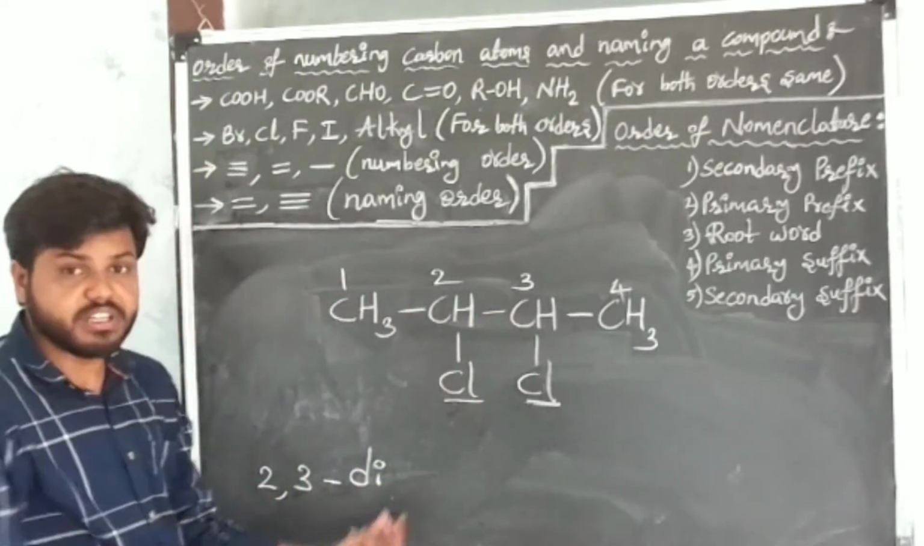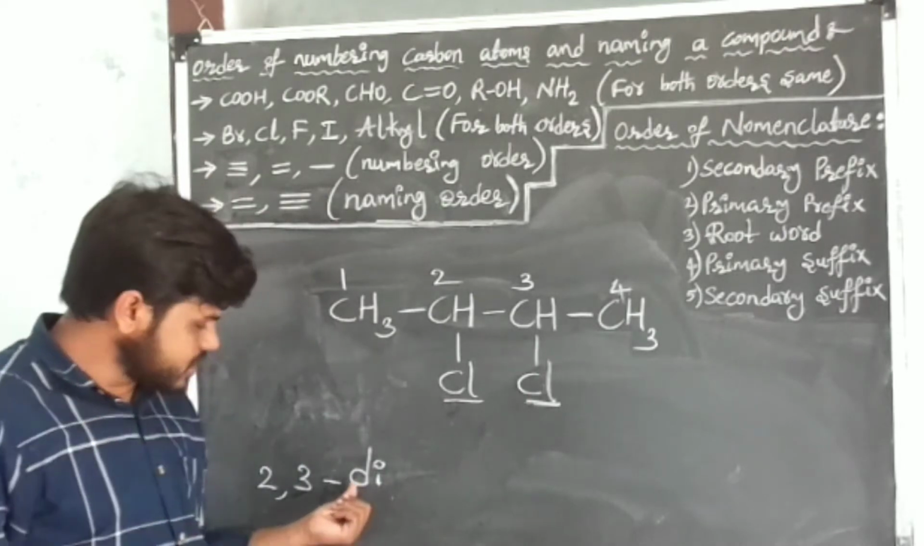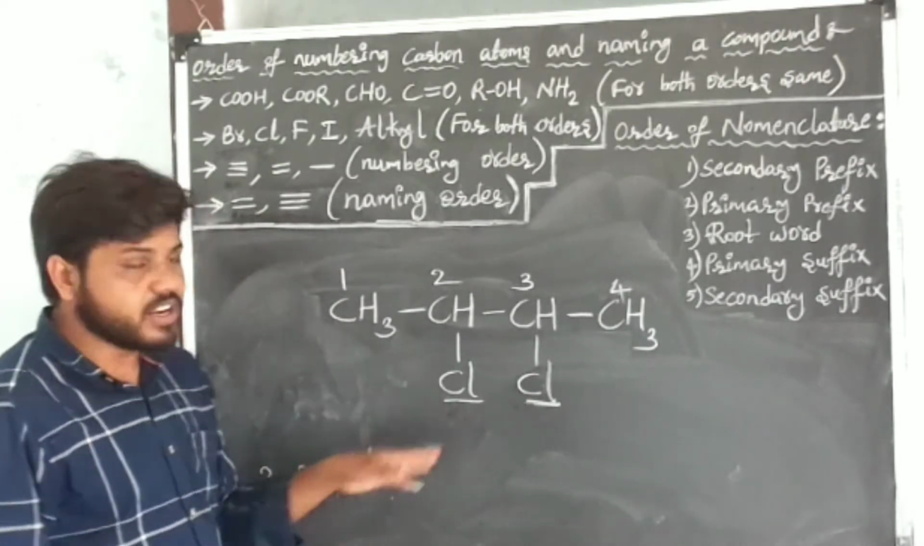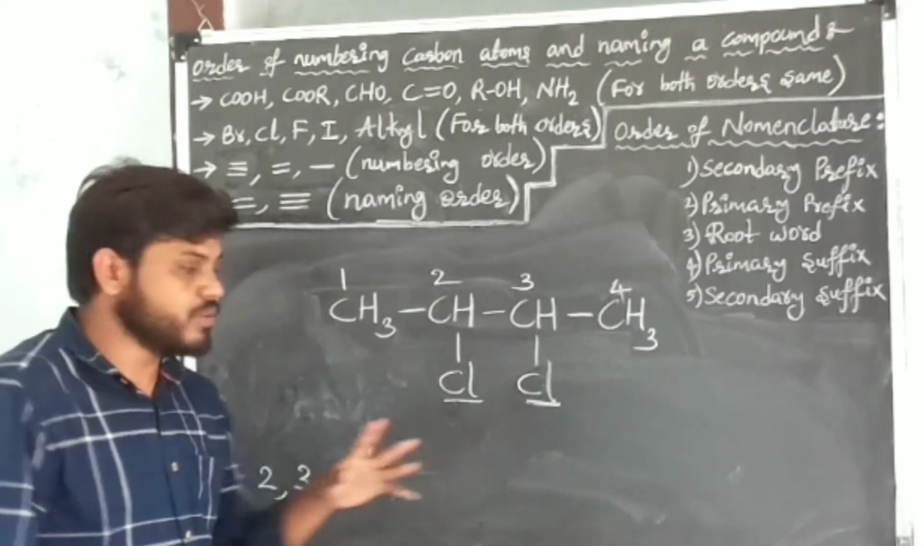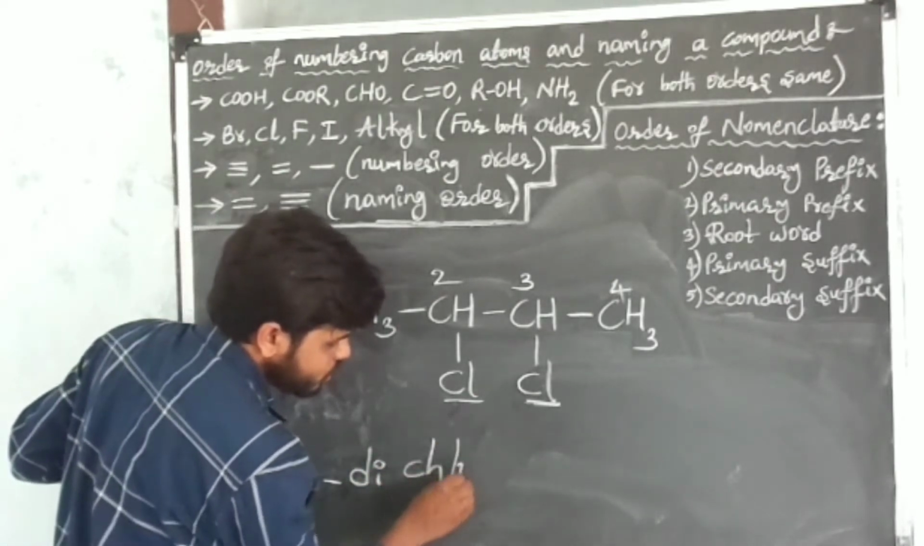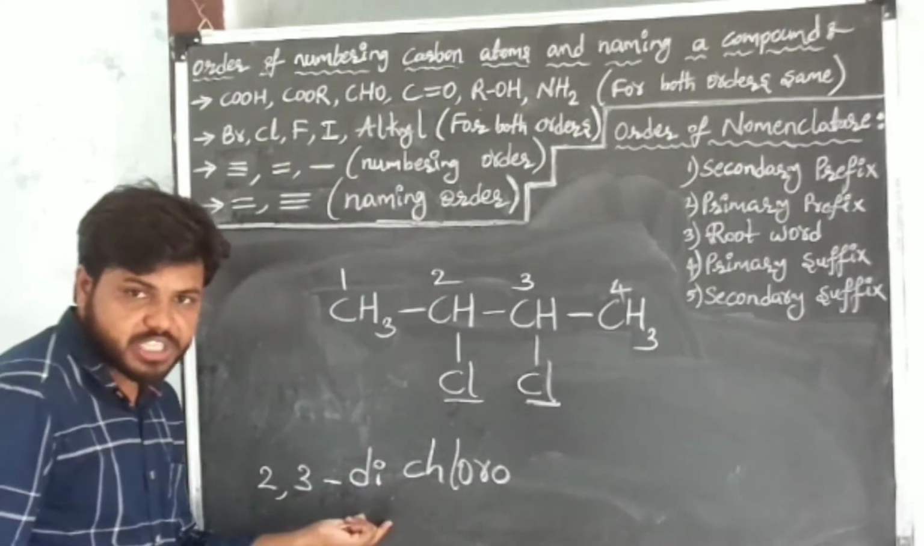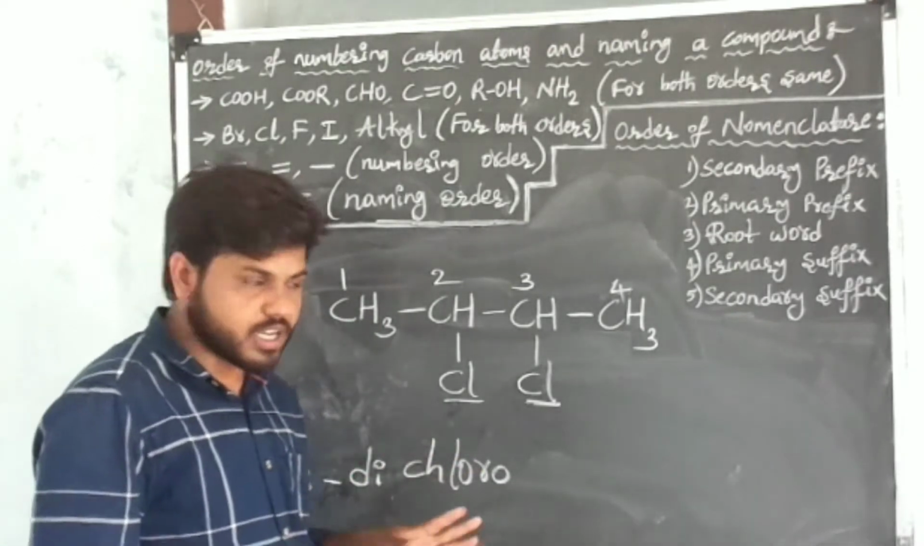I have written the positions. Then, chlorine repeats 2 times, so I write the numerical prefix of 2 times, which is di. After writing the numerical prefix, write the prefix of chlorine, that is chloro. Positions, how many times repeated, and prefix of chlorine are completed.